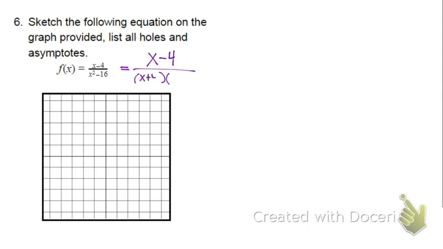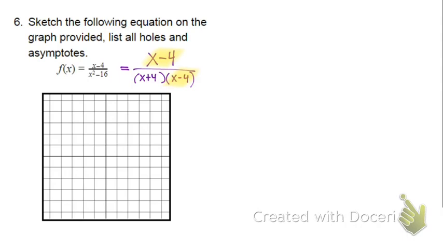X plus 4, x minus 4. All right. Tell me what you guys know about factors that are the same in the top and bottom. So I have this x minus 4 that repeats itself. What is that? That's a hole. X minus 4 represents a hole in our function.